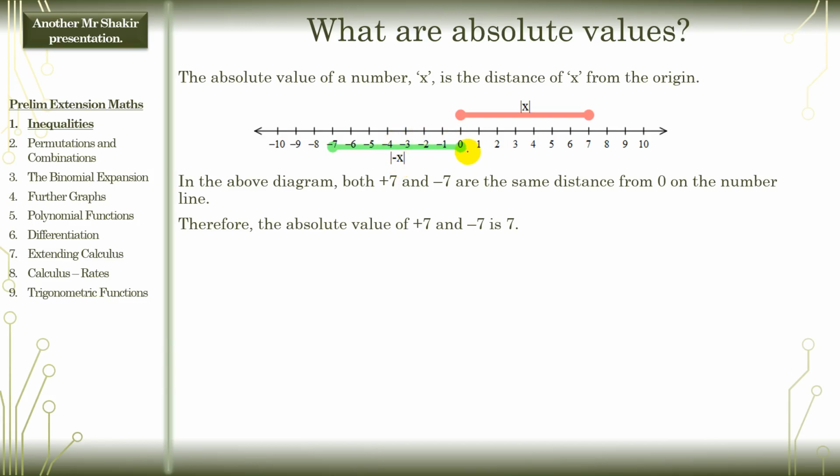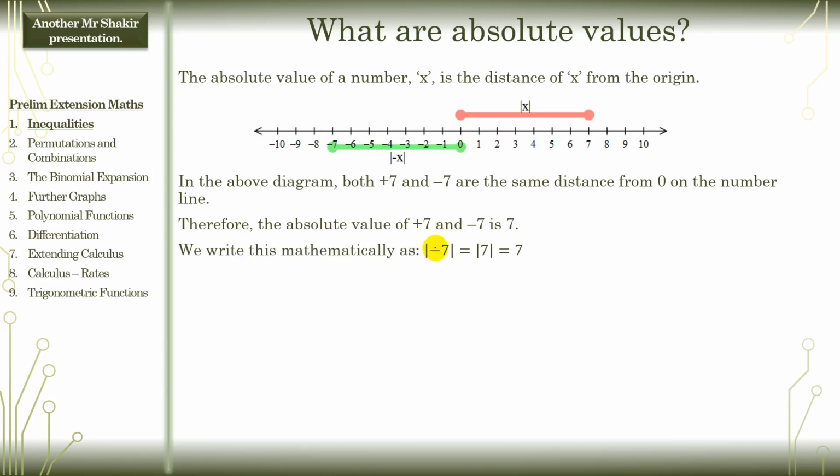Distances can't be negative. For example, if I said to you, what is the distance of Sydney from Canberra? Let's say it's 300 kilometers. Even if I said the distance of Canberra from Sydney, it would still be 300 kilometers. It wouldn't be negative 300 kilometers. That doesn't make sense. Distances are positive. And mathematically, we write distances as absolute values.